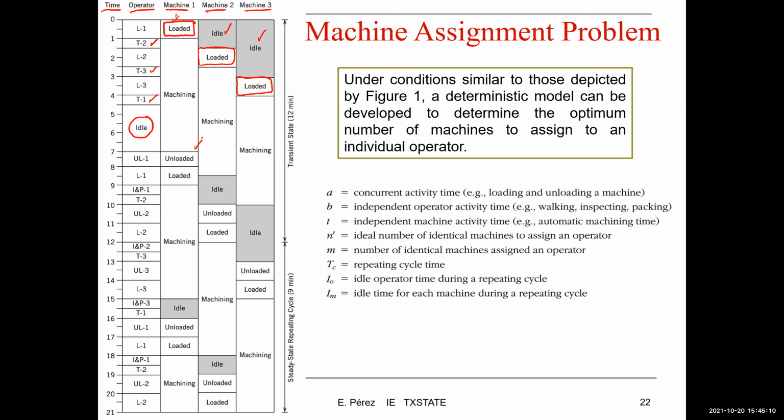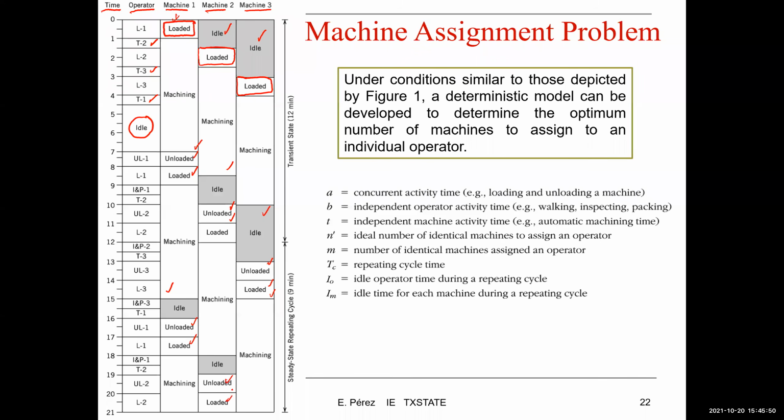So he has to go unload and load the first machine. By that time, these machines will be completing the machining. So it will be idle until the operator goes to the machine again. The third machine will be idle until the operator goes to the third machine. And by that point, the operator actually would not have any other idle time. Because by the time this one is loaded, this one is completed, and he will have to go unload, load again, unload, load again, and so on.